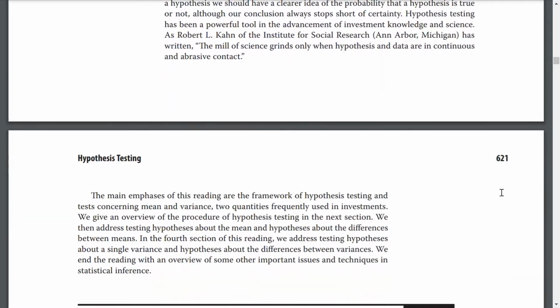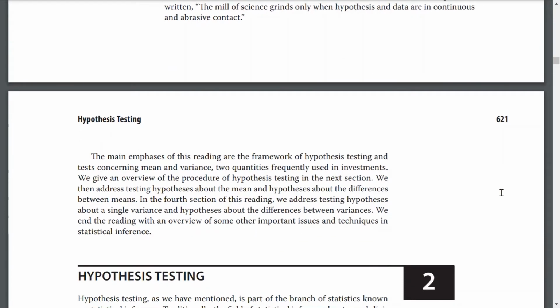The main emphasis of this reading is the framework of hypothesis testing and tests concerning the mean and variance, two quantities frequently used in investments. We give an overview of the procedure of hypothesis testing in the next section. We then address testing hypotheses about the mean and hypotheses about the difference between means. In the fourth section of this reading, we address testing hypotheses about a single variance and hypotheses about the difference between variances. We end the reading with an overview of some other important issues and techniques in statistical inference.